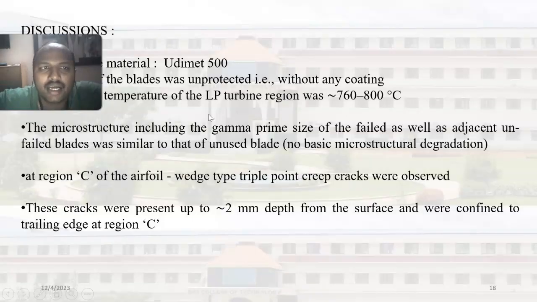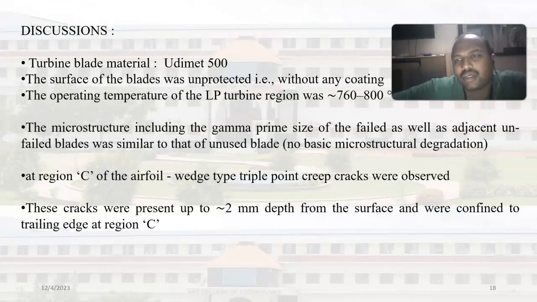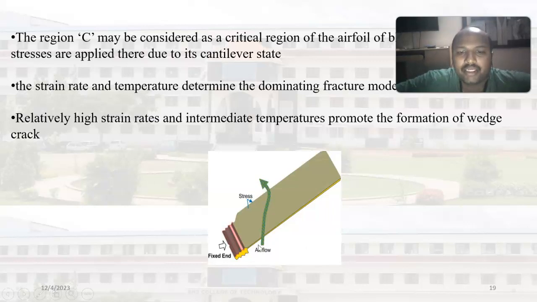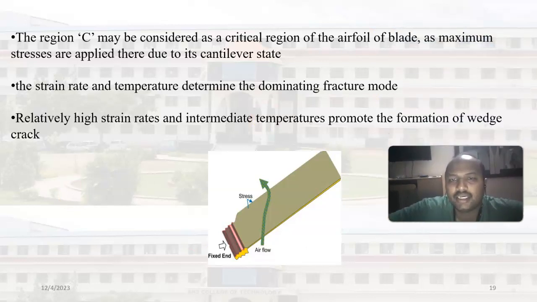We can say the surface of the blade is unprotected because it is not coated properly, and the temperature is around 750 to 800 degrees Celsius. The microstructure includes the gamma prime size, and it failed adjacent to the unfailed area or unused blades. At region C, you can see the cracks are up to 2 mm deep, confirmed at region C. Here the relatively high strains and intermediate temperature promote the wedge cracks, and the strain rate is the dominant factor for this fracture mode.